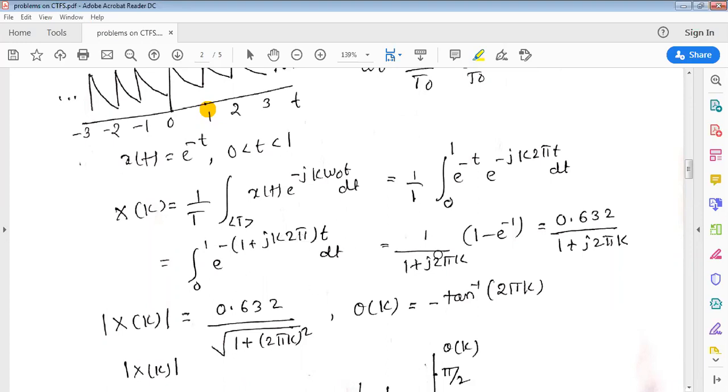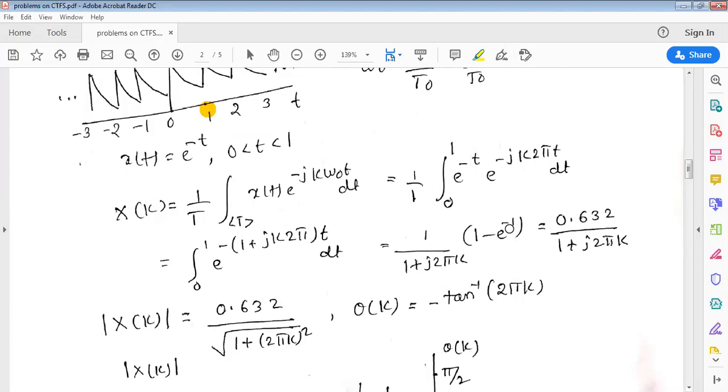When you give 0, it will become 1. So what happens? This value e power minus 1 will remain unchanged. E power j 2 pi k t will become 1 only, because e power j 2 pi k is cos 2 pi k plus j sin 2 pi k. K is an integer value. Therefore, cos of 2 pi k will always give you 1 and sin of 2 pi k will always give you 0. Therefore, this quantity will give you 1 when t is equal to 1. So I have the final value 1 minus e power minus 1 divided by 1 plus j 2 pi k.